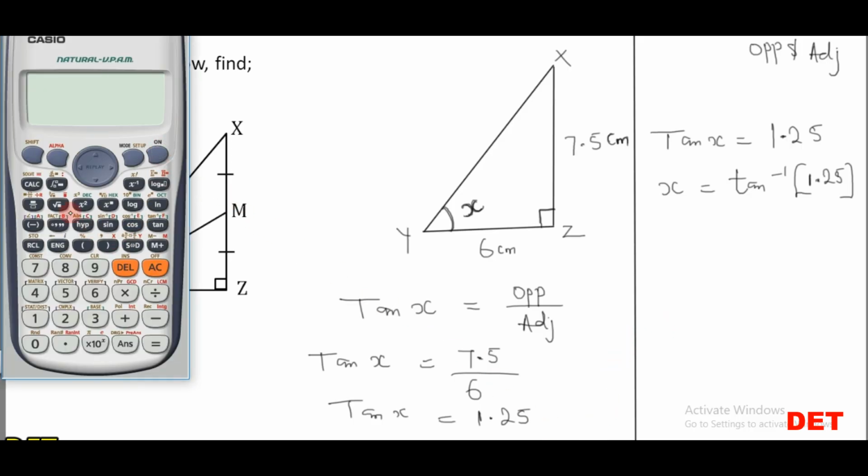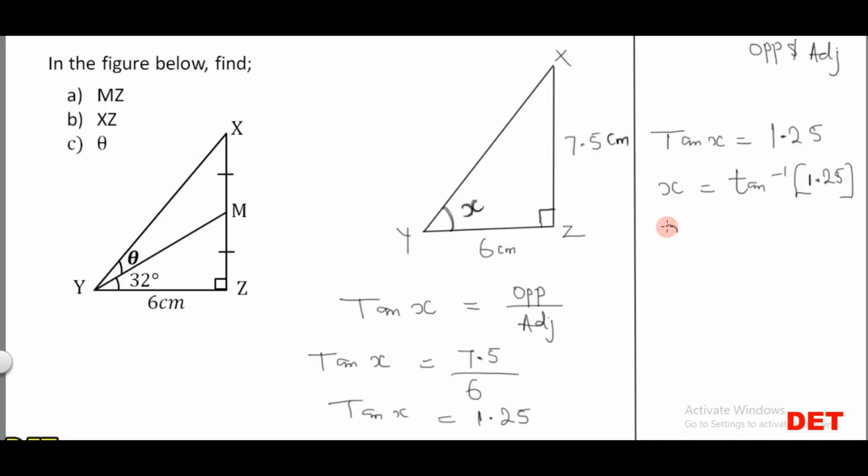I'm going to bring out my calculator. I'll press shift, press tan, and then put in the value 1.25. This is the tan inverse of 1.25, and that will be equal to 51.34. So my x is equal to 51.34 degrees. This entire angle is 51.34 degrees. And remember that what I'm looking for is theta.